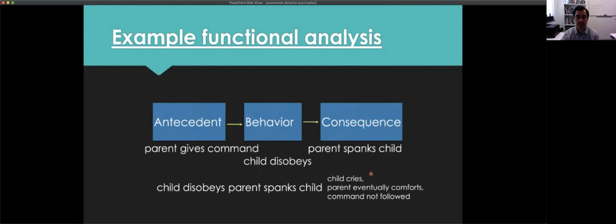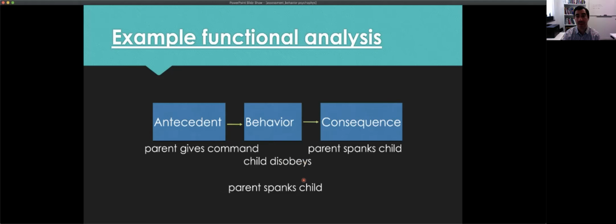So I would be asking more questions, like, what happens next after you do that? Getting a lot more information, and then understanding that functional relationship between the child's behavior, the parent's behavior, and what the function of the behavior is. That would be really crucial in terms of this process.